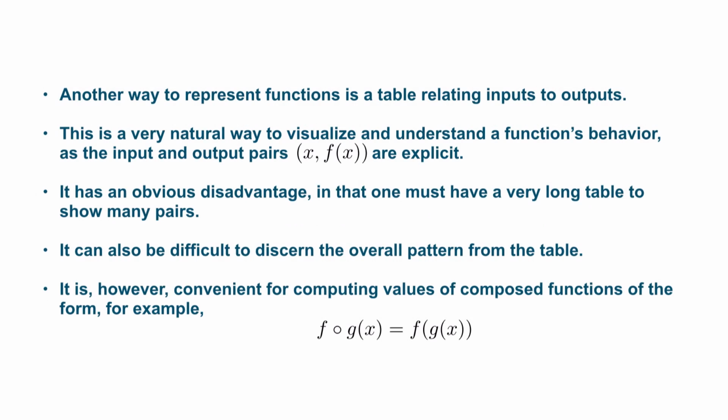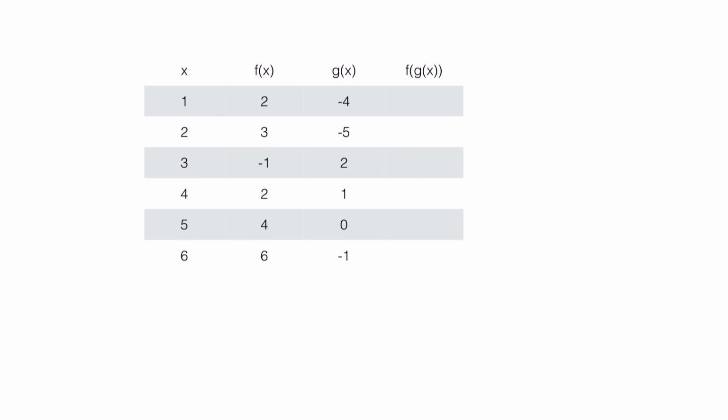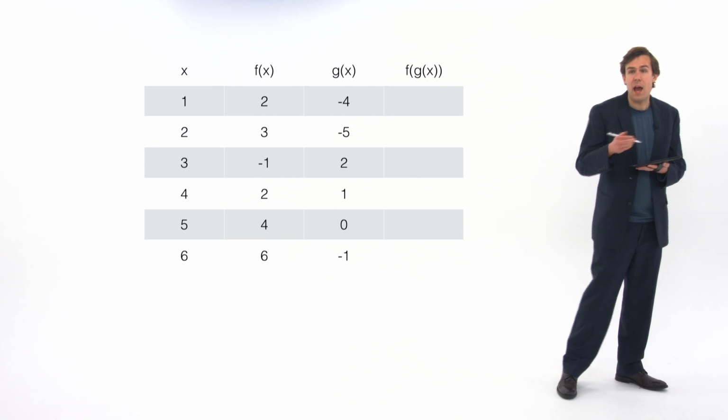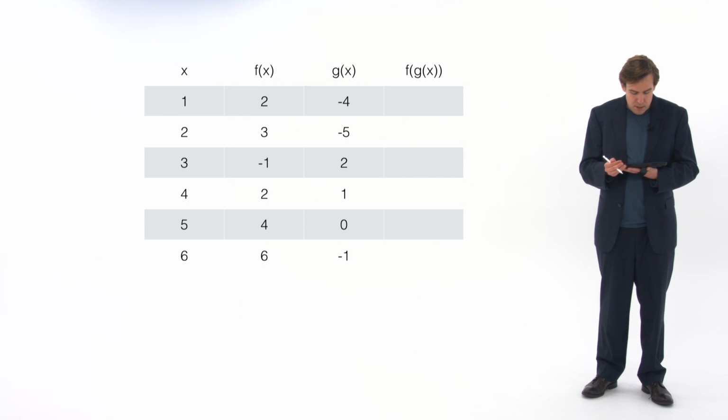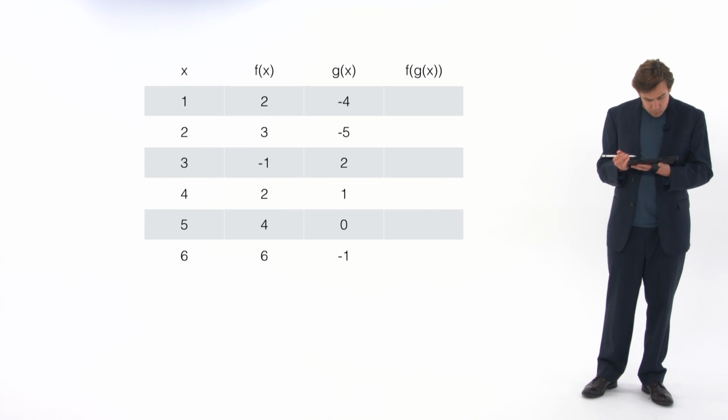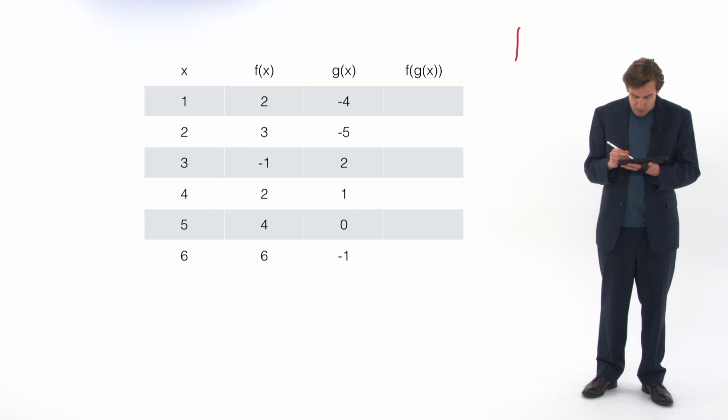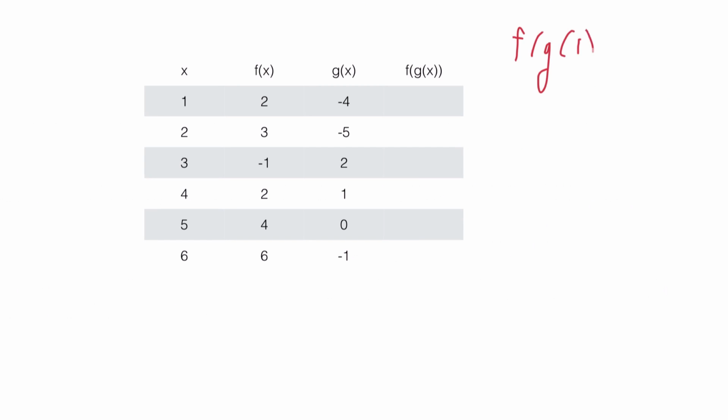So let's take a look at an example. Here we give you a list of inputs, a list of values for f of x, and a list of values for g of x. And then we'll ask you to compute f of g of x at different points. So let's look at the missing values here. We have the entire column f of g missing. So let's start with f of g of 1.